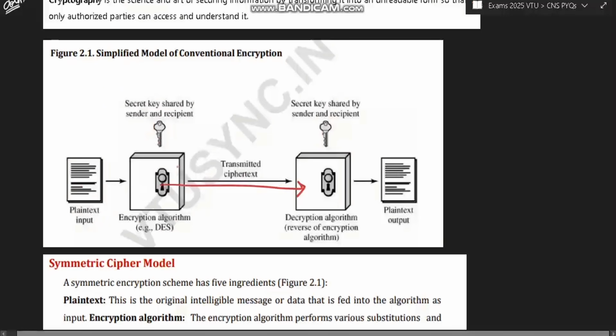Now no one can read from outside what the plaintext data is, but the other person will also have the key. They will open it and they will be able to read it. So this is the basic fundamental of cryptography, how encryption and decryption work. Okay, this is encryption, this is decryption.